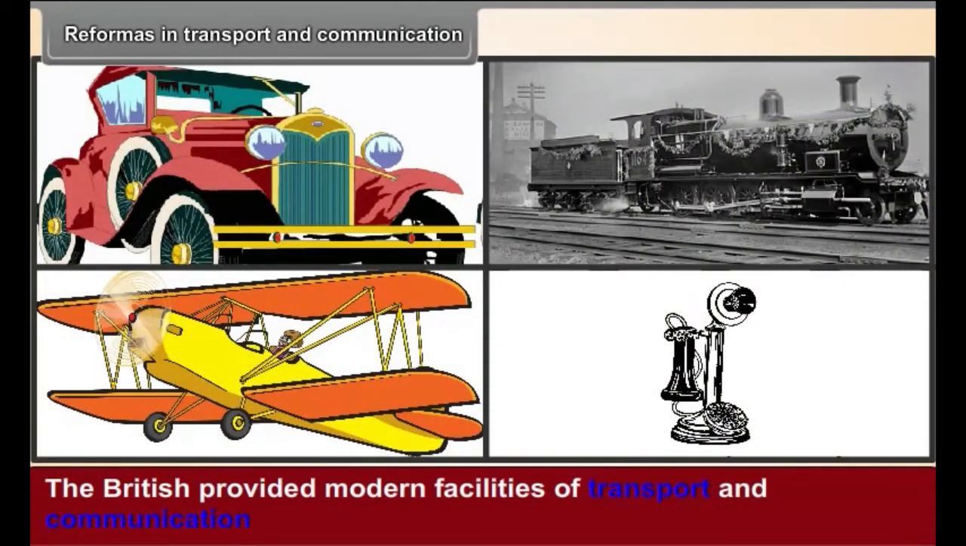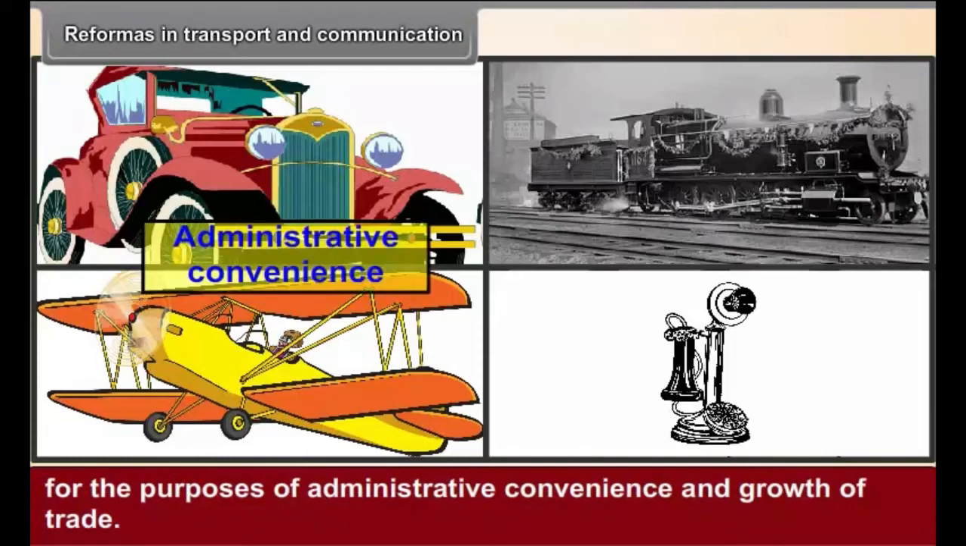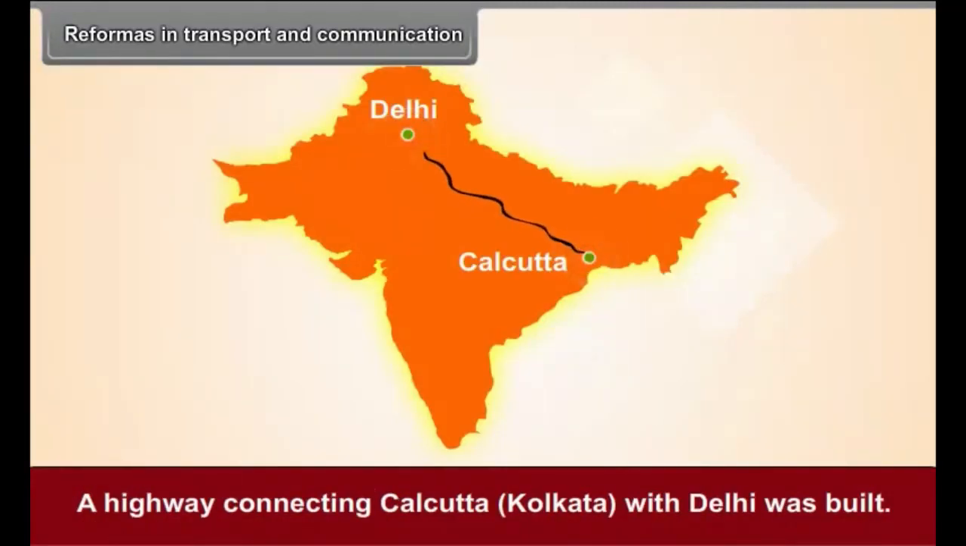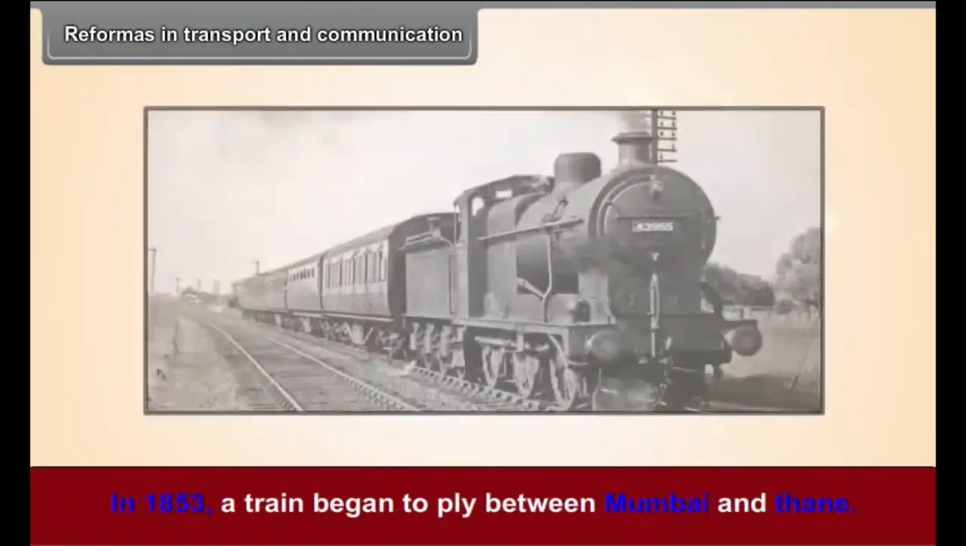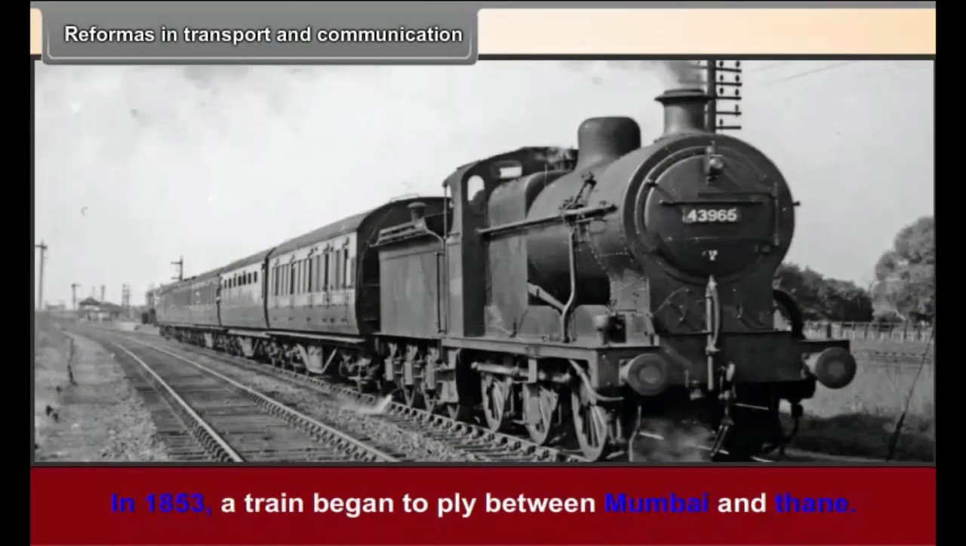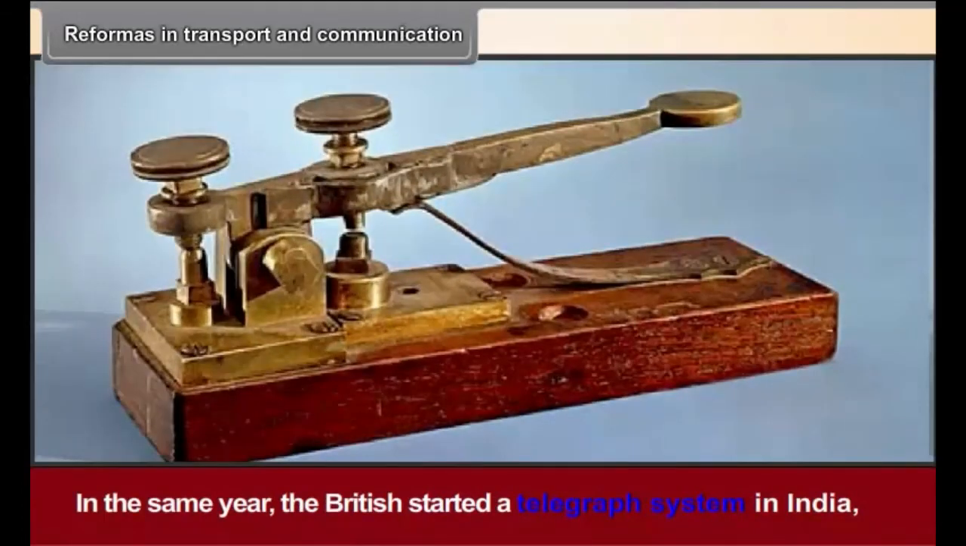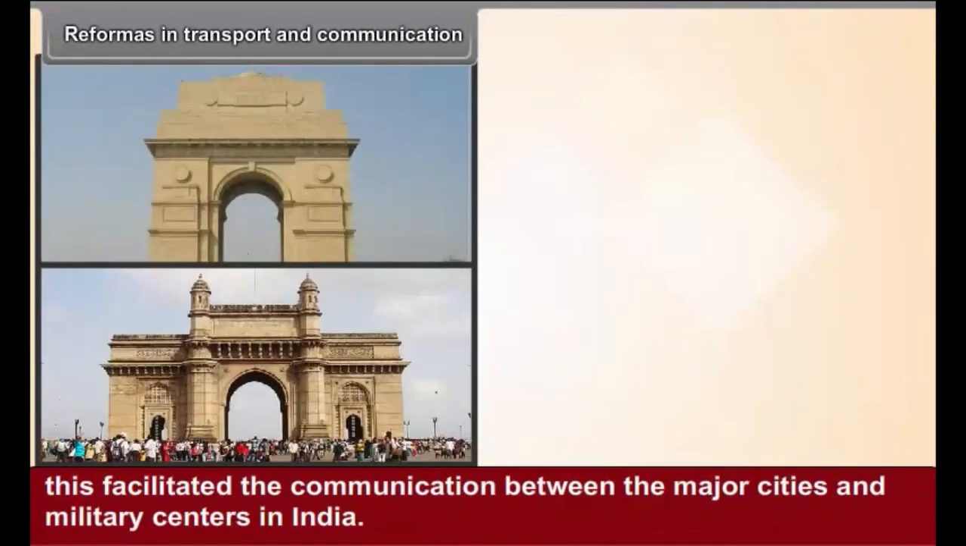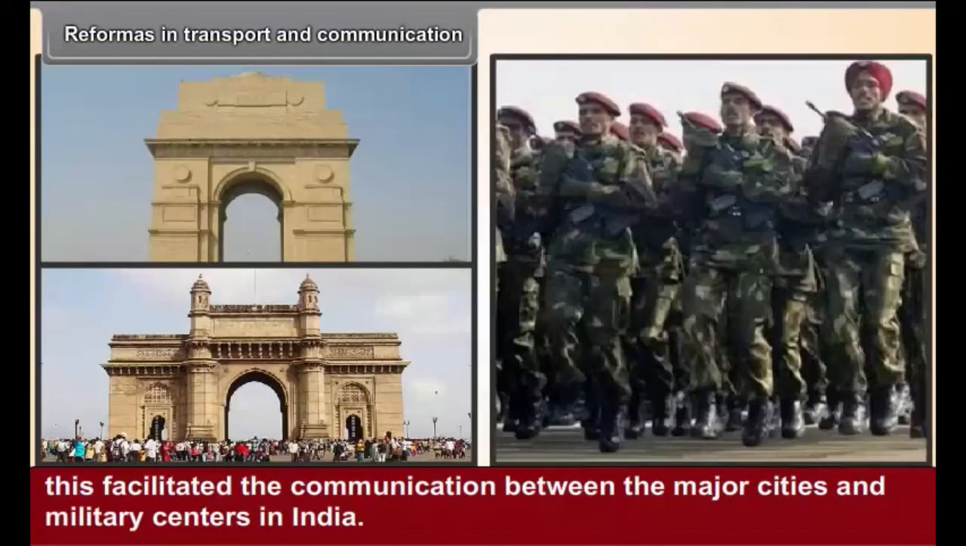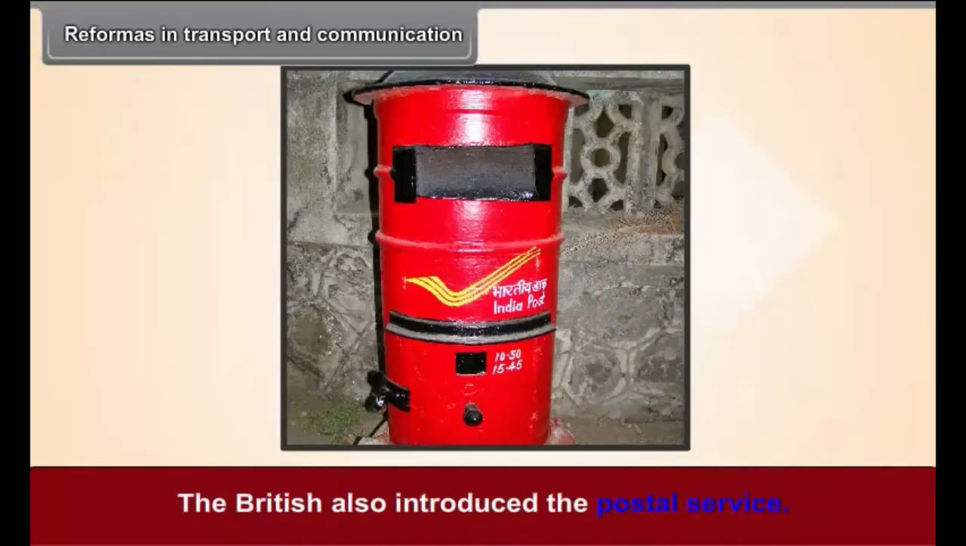Reforms in transport and communication. The British provided modern facilities of transport and communication for the purposes of administrative convenience and growth of trade. A highway connecting Calcutta, Kolkata with Delhi was built. In 1853, a train began to ply between Mumbai and Thane. In the same year, the British started a telegraph system in India. This facilitated the communication between the major cities and military centers in India. The British also introduced the postal service.